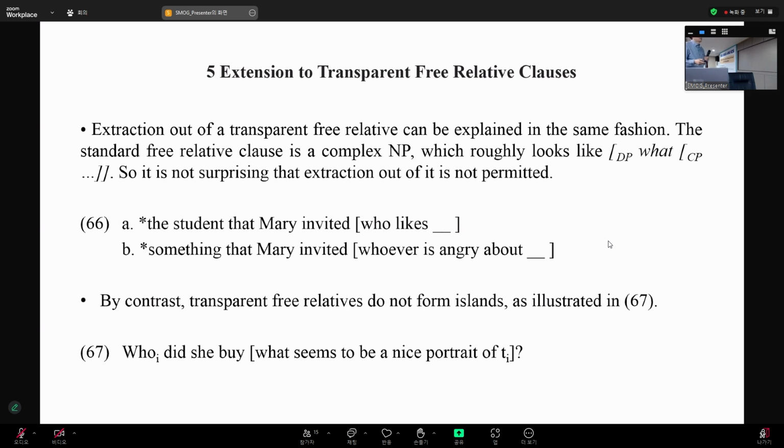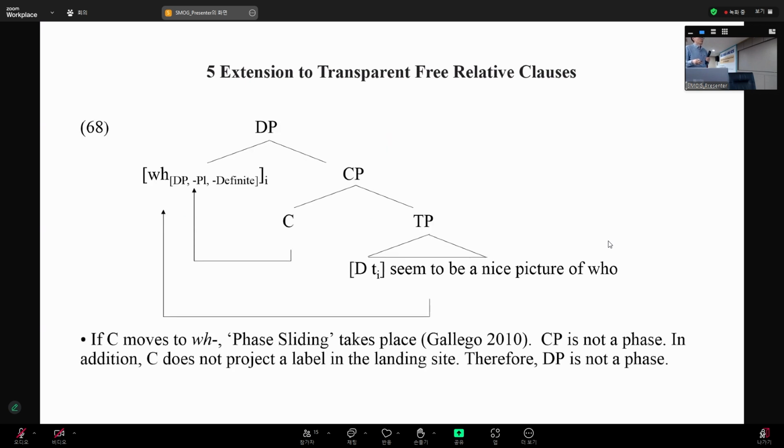Okay, let's finally consider extraction out of transparent relative clauses. In 66A, assume that 'many' is extracted. But this is a violation of the Complex NP Constraint. A relative clause consists of D plus CP. However, 67 is well formed: 'Who this should buy a nice portrait of' is well formed. We have the same story. C moves to here, so CP is not a phase, and this DP is not a phase if this is not definite. That's why who can be extracted out of this clause.